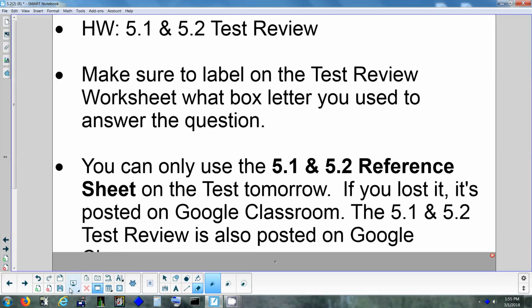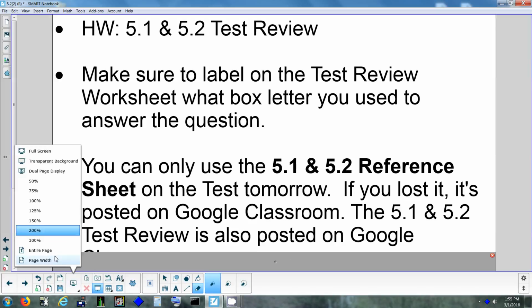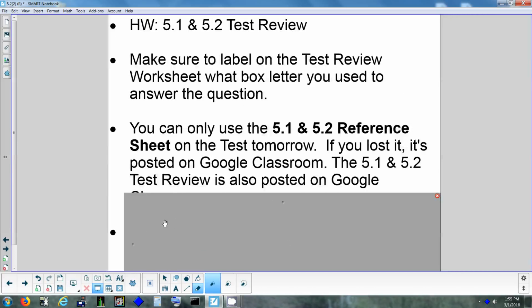Now, the reference sheet with the boxes that we gave you at the beginning of the week is the only thing you can use on the test tomorrow. Let me say it again. That is the only thing you can use on the test tomorrow. Don't come in here tomorrow with a review sheet and try to use that. You cannot. You've had the reference sheet all week. If you lost it, it was posted on Google Classroom yesterday. If you're not sure of the examples, go back on Math with Hager. They're all on there.